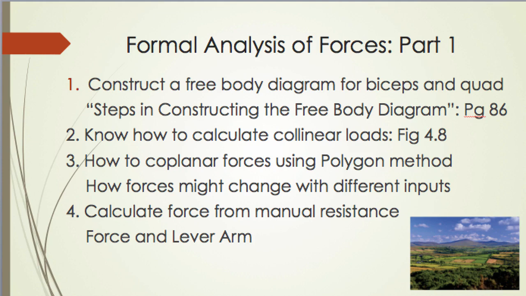First thing we're going to want to do is construct, or be able to construct, a free body diagram for the biceps and the quadriceps using page 86, steps in constructing the free body diagram. So we're going to look at that. And then we're going to learn how to calculate collinear loads, which is very simple. We're going to look at how to use a polygon method to determine coplanar forces, in this case for the hip abductors in a static stance position. And then finally we're going to calculate force from manual resistance using force and lever arm and see what those relationships are.